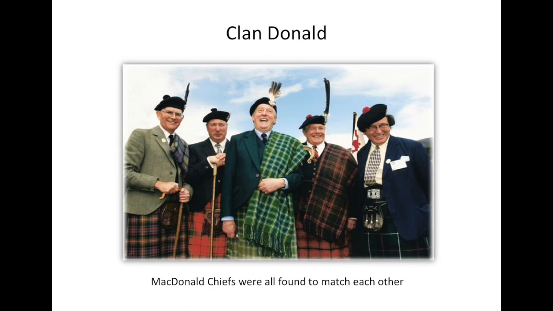Now, for my second example, I'd like to take a look at the work of the Macdonald DNA project. This is one of the largest DNA surname projects, and it has over 2,000 members. Early work on the project established that the clan chiefs of the major branches of the family, so Sleat, Glengarry, Clanranald, and the current Lord Macdonald, all shared the same common ancestor. And you can see a gathering of some of these in the slide there.